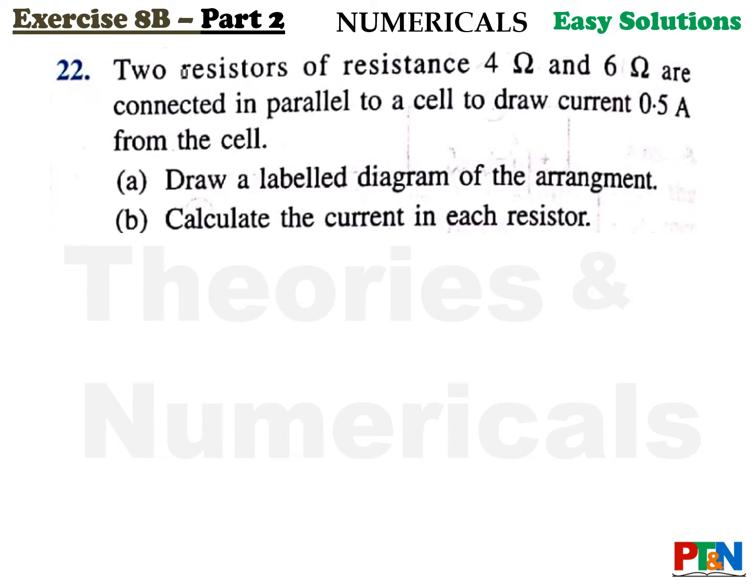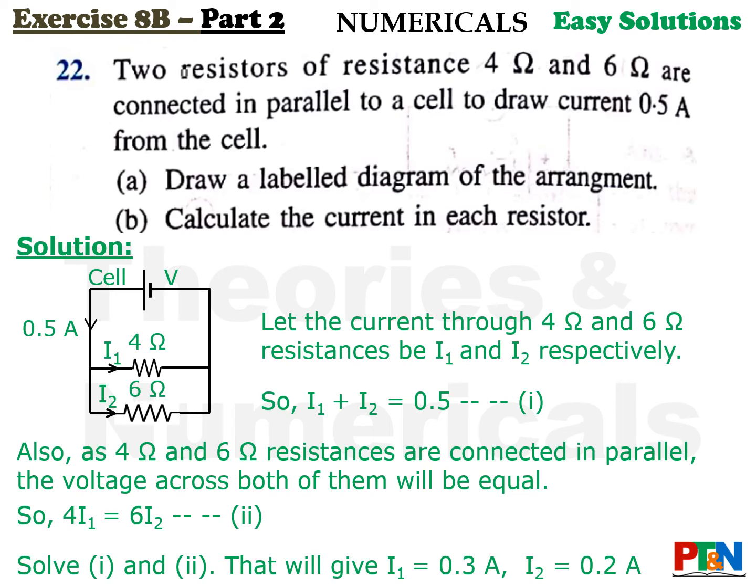Next numerical, number 22. Two resistors of 4 ohm and 6 ohm are connected in parallel to draw a current of 0.5 ampere from a cell. Draw the diagram and calculate the current in each resistor. Let's have a look at the solution.